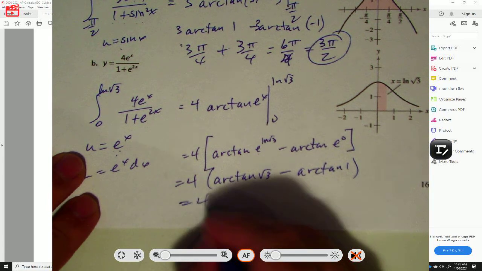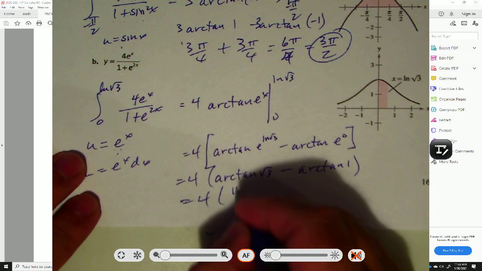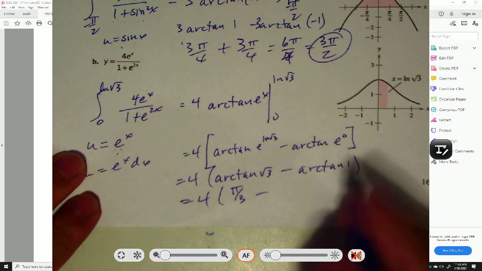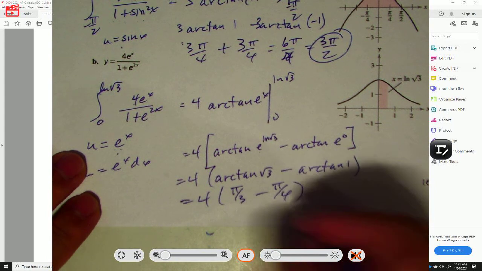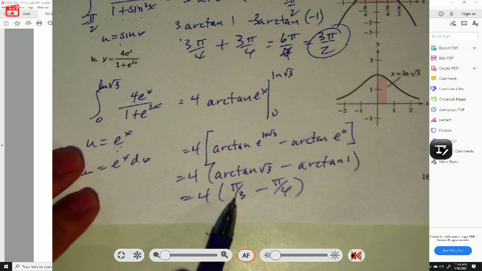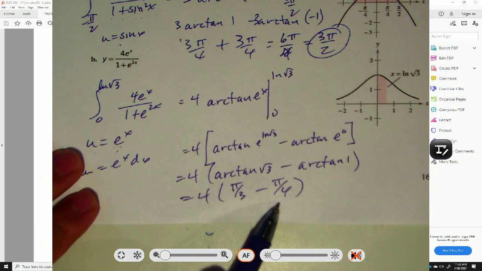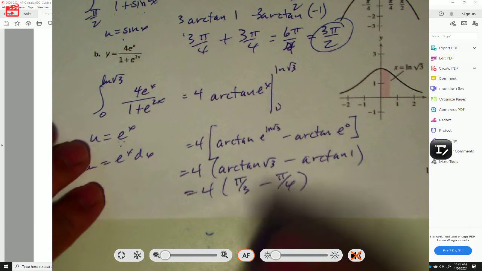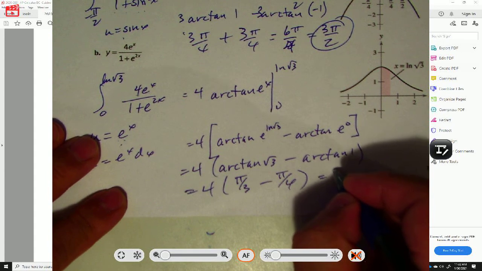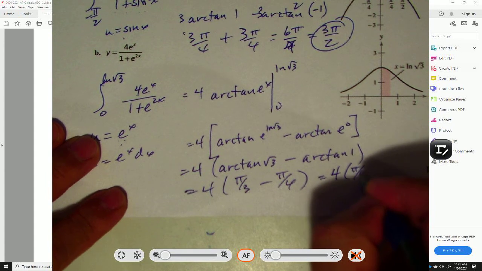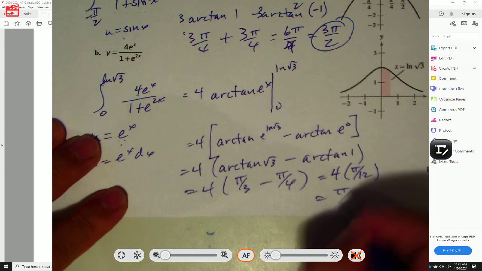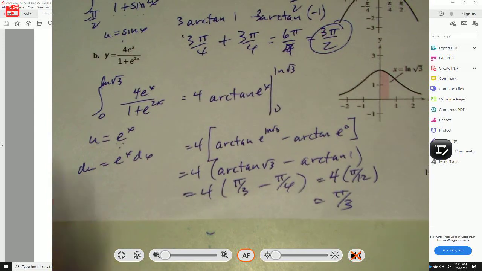So arctan of square root of 3 is pi over 3. And arctan of 1 is pi over 4. So that's 4 pi over 12 minus 3 pi over 12. So that's pi over 12. So 4 times pi over 12. So that's pi over 3. Okay. That's it.